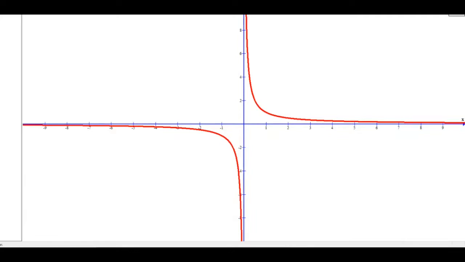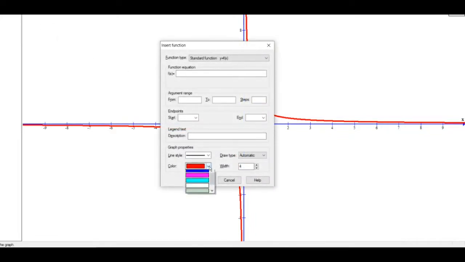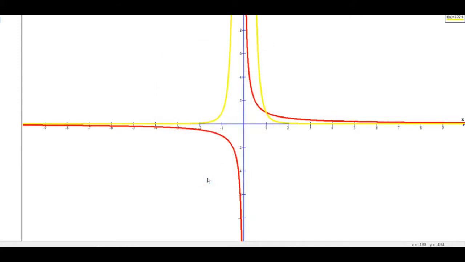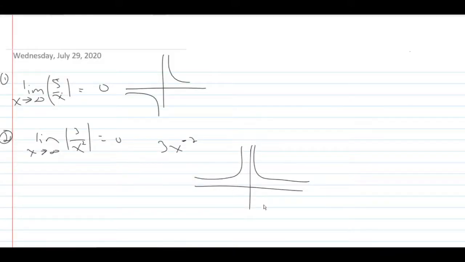Now, if there was an even power, let me do this in yellow. It doesn't matter, as long as there's a constant and no variable, 1 over x to the 4th power. Remember, the 4th power is even, so I should have a curve in my first quadrant and in my second quadrant. And here we go. So this is the graph I was showing you here. This would be for even powers, this would be for odd powers. And both are approaching 0.